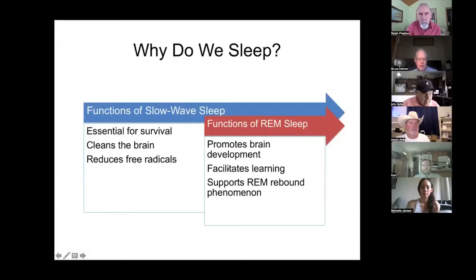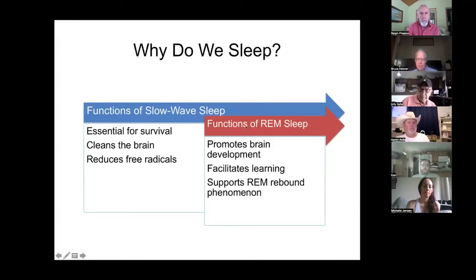Now, why do we sleep? Well, we talk about the functions of slow wave sleep. That's stages 2, 3, and 4. This sleep is essential for survival. The brain is cleaned, quite literally. You have an increase in cerebrospinal fluid washing your brain. And we'll talk about that in more detail shortly.